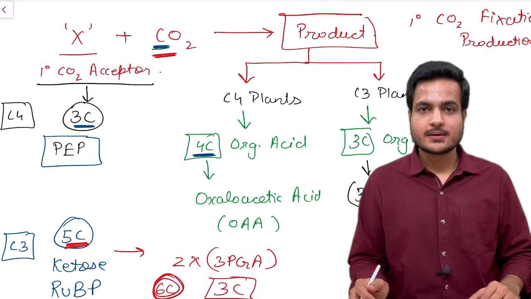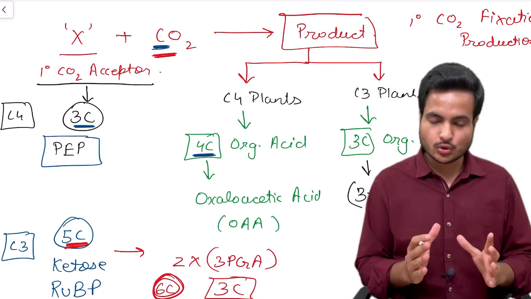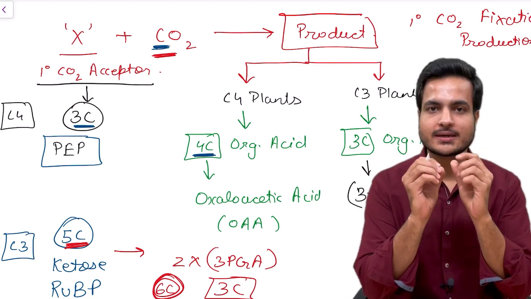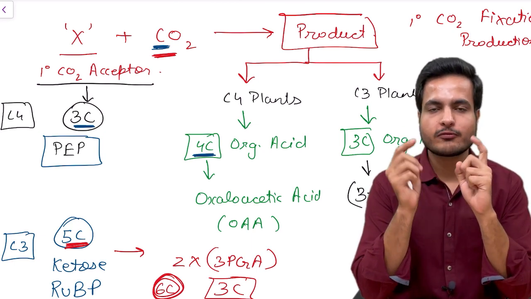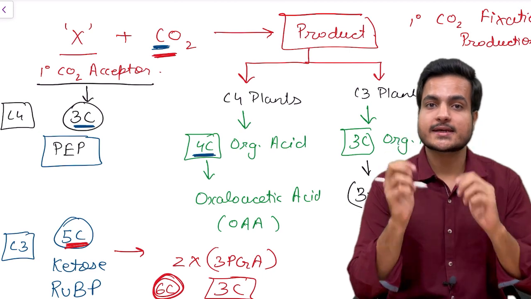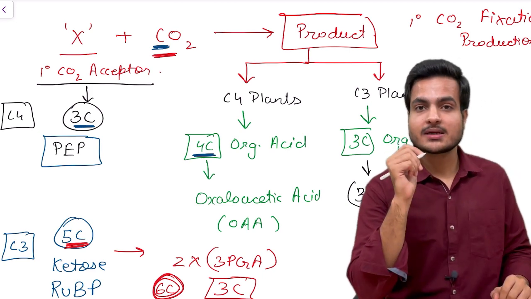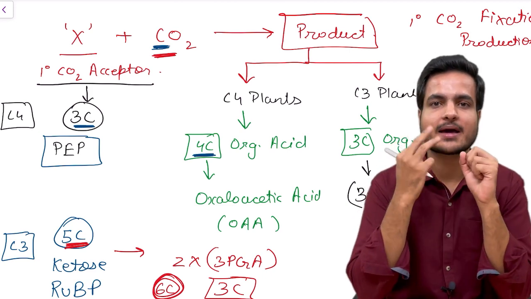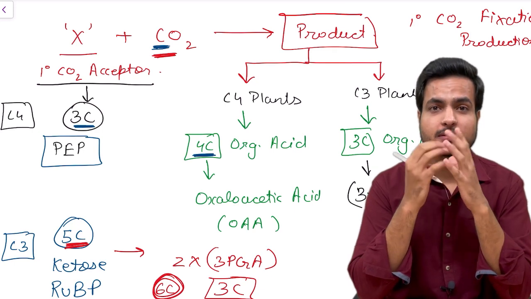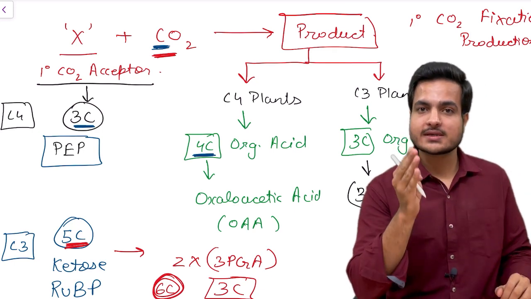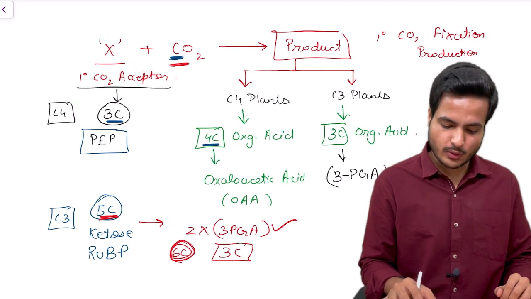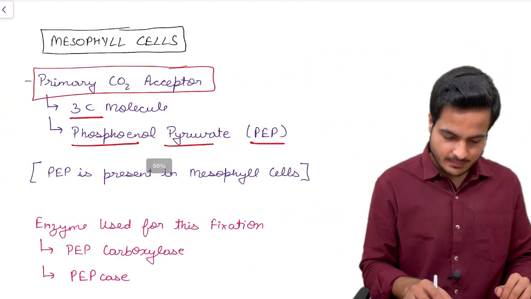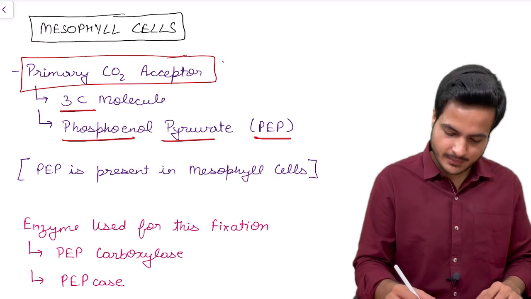Let me revise it for you: what is actually happening in C4 plants is that we have only 1 molecule of a 4 carbon containing product being formed, whose name is oxaloacetic acid. But in C3 plants we have 2 molecules of a 3 carbon containing product formed. The product name is phosphoglyceric acid, also written as PGA.